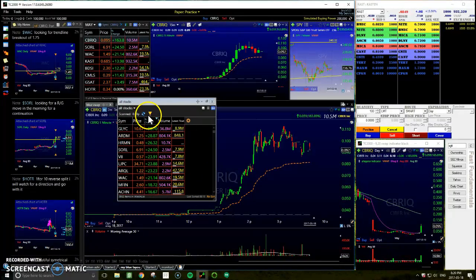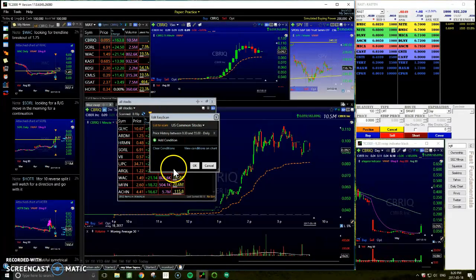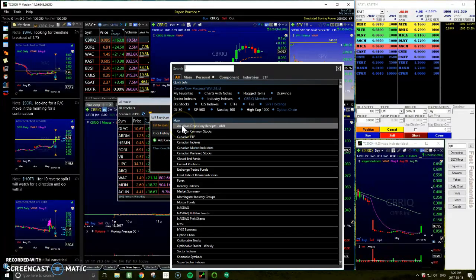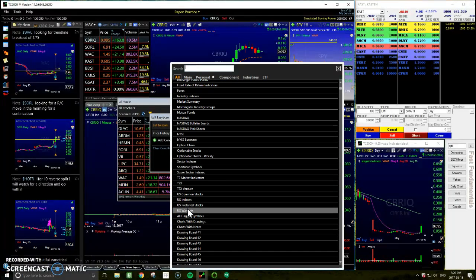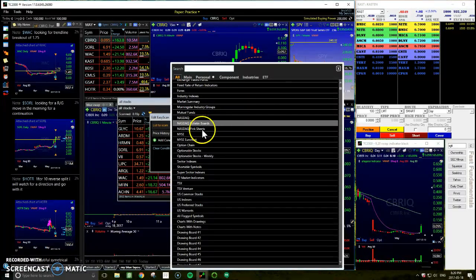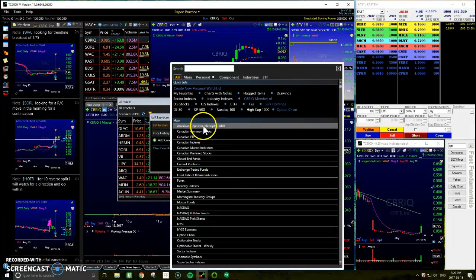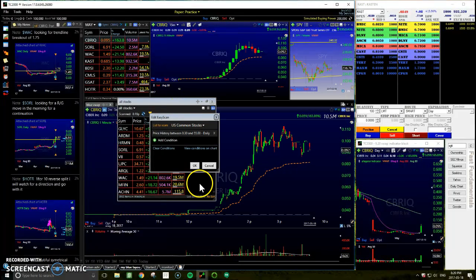And then the criteria for this one is all US common stocks. Now you can go through and scan just NASDAQs, or bulletin boards, the OTCBB, or the pink sheets, or only the New York Stock Exchange, but I always scan for US stocks, all US common stocks, right?